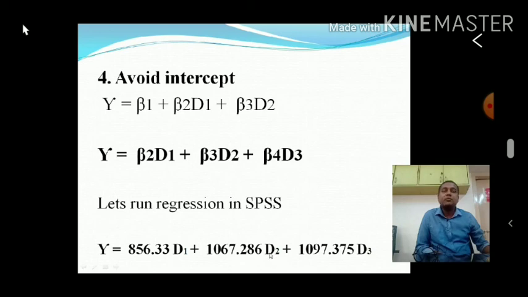1067.286 D2 is a dummy for east. So the mean per capita consumption expenditure is 1067.286. Then the northwest per capita consumption expenditure is 1097.375. Then the south is 856.33. So this is how you got the result for the regression function. Using this function you got the result.